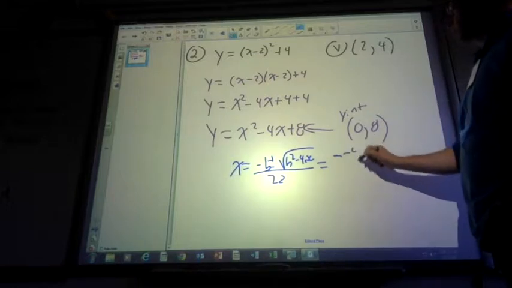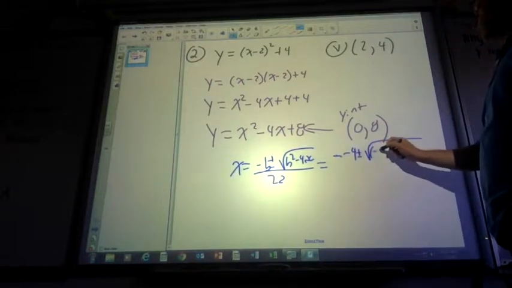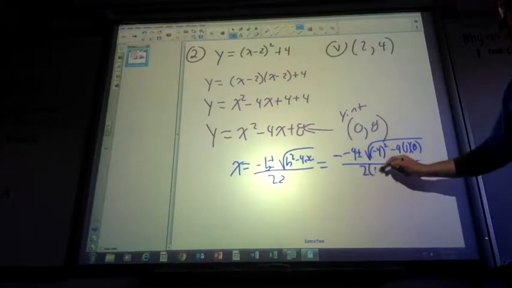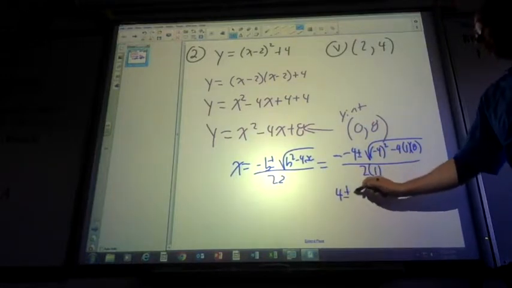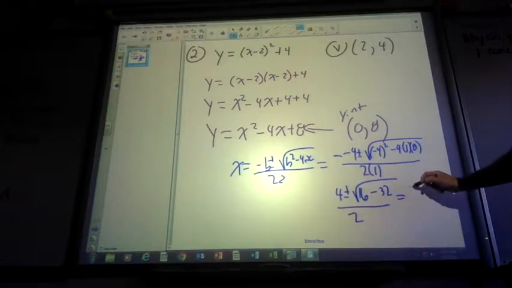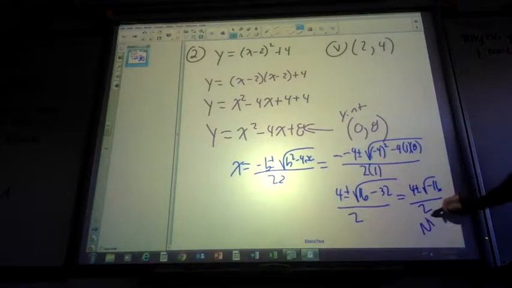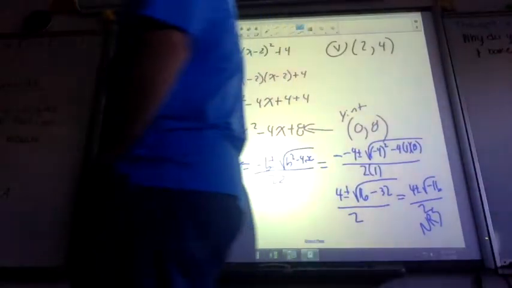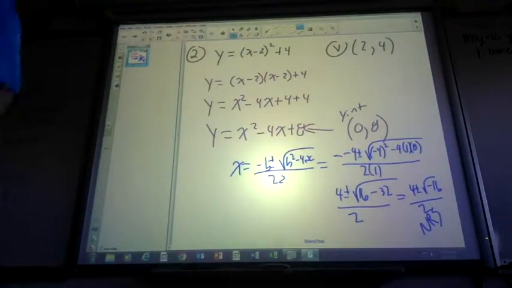So I get -4 plus or minus the square root of -4 squared, which is going to give me a positive 16, minus 4 times a times c, all over 2 times a. So that's going to be 4 plus or minus the square root of 16 minus 32, over 2. Oh, shoot. 4 plus or minus the square root of -16 over 2, which means you do not have a real solution. It doesn't cross the x-axis. Yeah, that's a shame on them. Okay, so you really can't find the roots because there aren't any real roots.